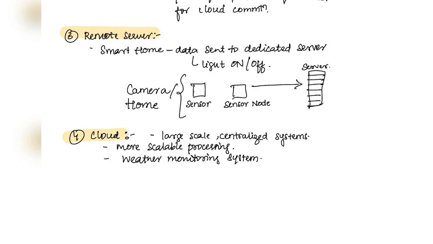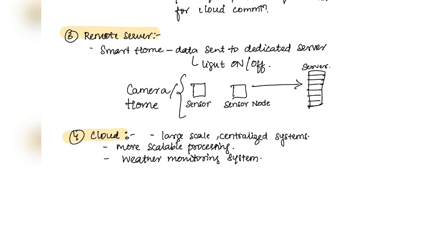Next we have the cloud. Data is sent to the cloud for more scalable, large scale processing, and it has centralized systems. For example, speaking of a weather monitoring system, the environment data is sent to the cloud, where we can process the data, analyze it, and make predictions. Such complex tasks can be done in the cloud.